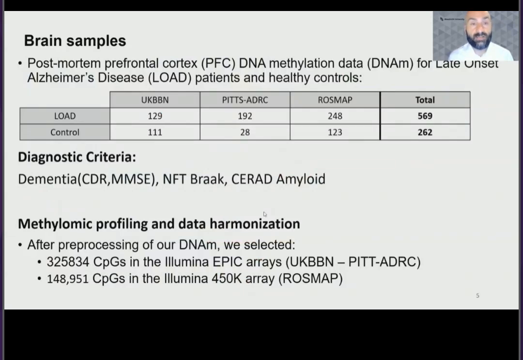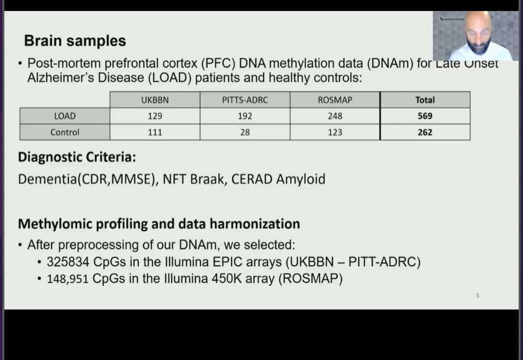So for this study, we used cortical brain samples, predominantly prefrontal cortex, across 3 independent cohorts: the UK Brain Bank Network, Pittsburgh Alzheimer's Disease Research Center, and RoseMap. In total, 831 cases and controls. Definite Alzheimer's disease was established based on the presence of dementia, which was measured using CDR and MMSE, and of course, the presence of the hallmark pathology of tau and amyloid.